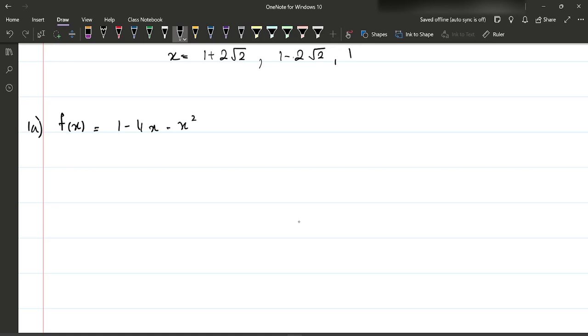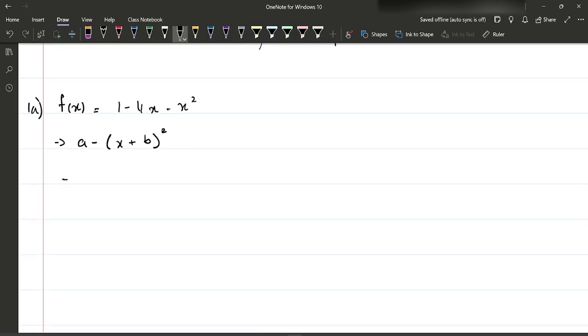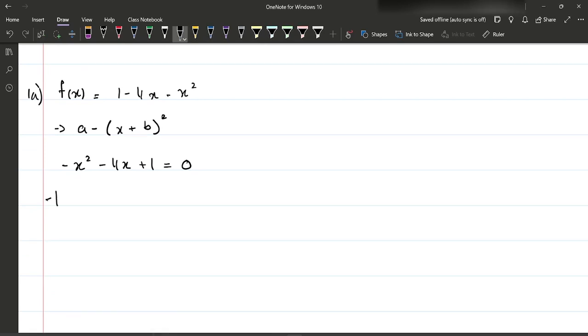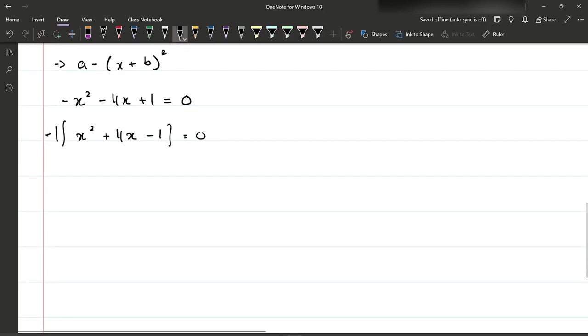Okay, so part A says that we have to put this into the form a minus (x plus b) squared. So let's do part A first. That's simply completing the square. So let's rewrite this equation: 1 minus 4x minus x squared equals, say, 0. Here I'm going to take out the minus 1. That's x squared plus 4x minus 1 equals 0. Okay, I'm not going to divide just yet. I mean multiply. That's fine.